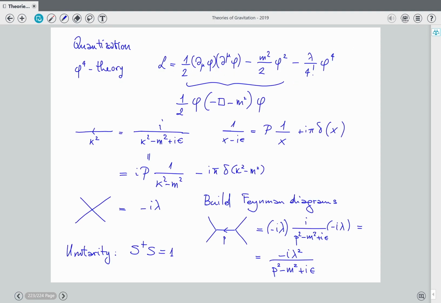Yesterday we started studying quantum field theory, and we have given some rules to build the Feynman diagrams and the amplitudes, and now we want to make these things more precise.